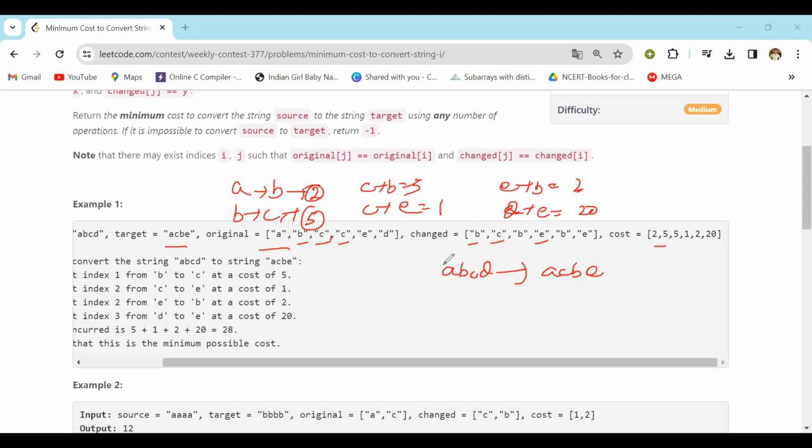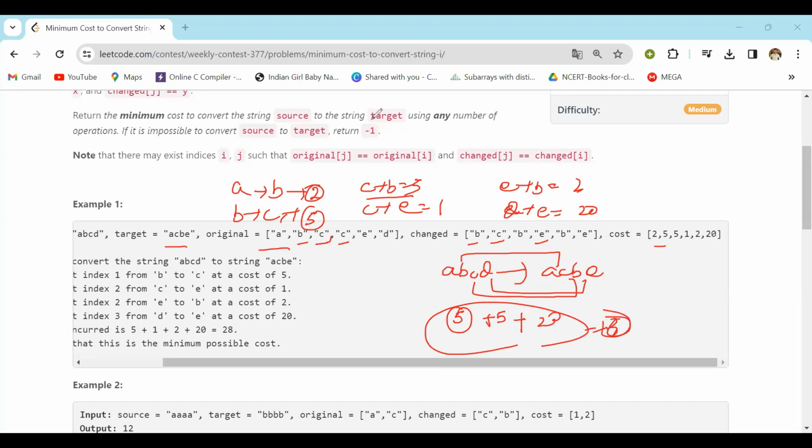Now we want to convert from here to here, right? So what is the minimum possible cost? Okay, so A to A. Now we want to convert from B to C. Is it possible? Yeah. Let's say from B to C the cost is 5. Then converting from C to B the cost is again 5, plus D to E. What's the cost? 20. Total cost involved is 30. What's the answer for this one?